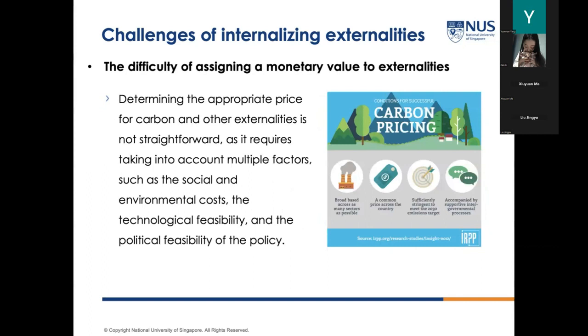Another challenge of internalizing externalities is the difficulty of assigning a monetary value to them. Market-based mechanisms such as carbon pricing aim to internalize externalities by putting a price on carbon emissions. However, determining the appropriate price for carbon and other externalities is not straightforward, as it requires taking into account multiple factors, such as the social and environmental costs, the technological feasibility, and the political feasibility of the policy.